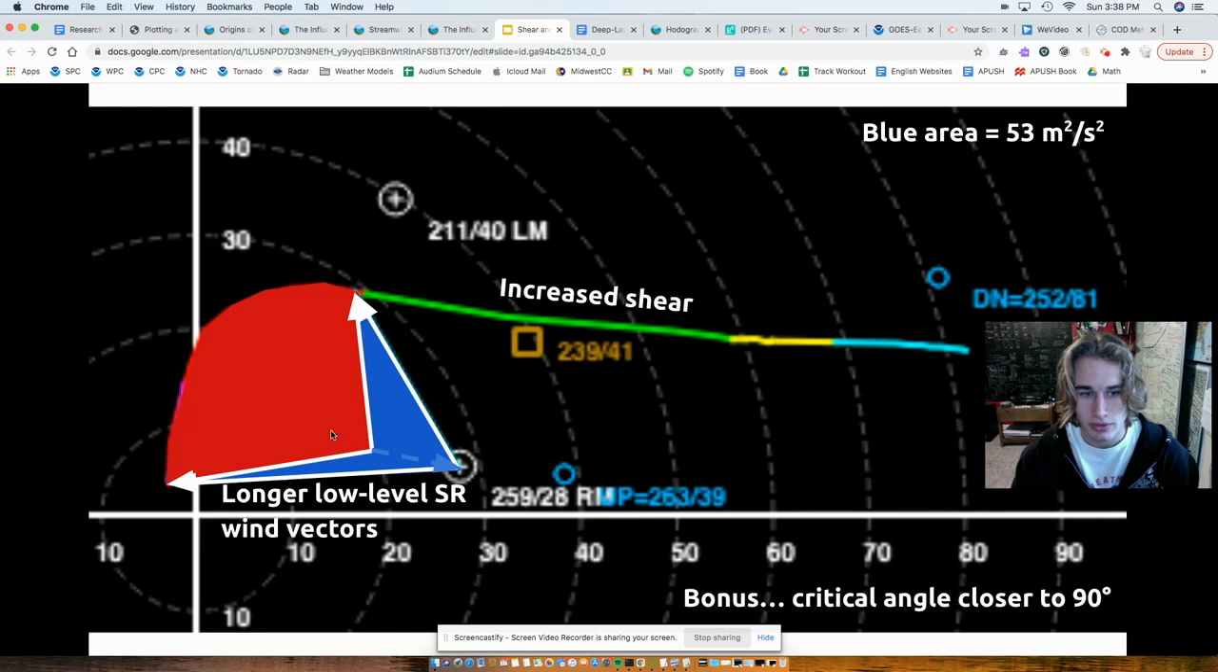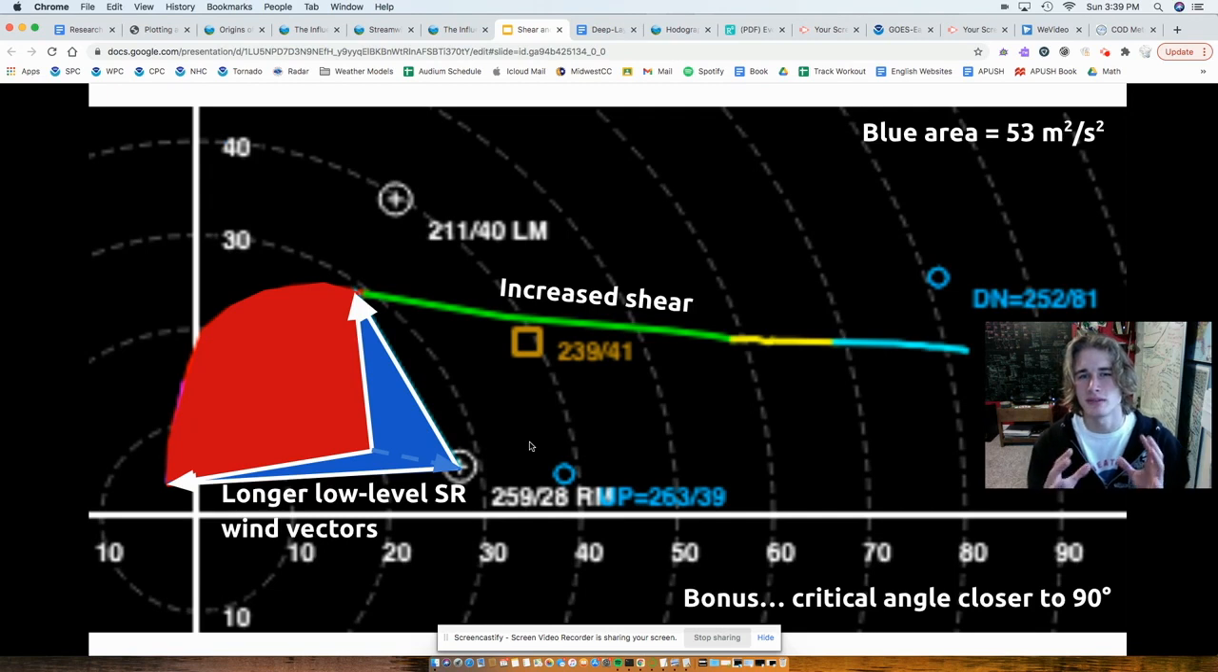And so the red area is the SRH we had in hodograph 1, blue area is the new SRH area, and what we see here is that the storm motion used to be right here. And then this faint blue arrow shows how much it increased, and what this results in too is longer low-level storm relative wind vectors. And as I've already showed and talked about, we need strong low-level winds for supercell development.